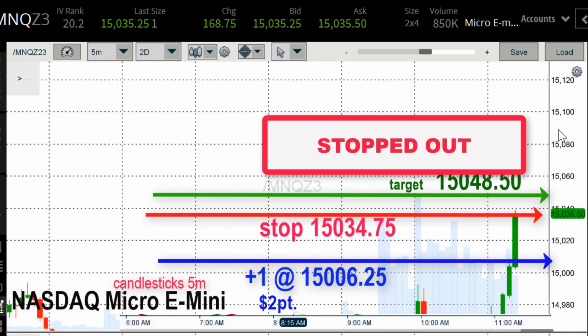I just moved the stop up yet again because I was trading near 15,040, so I moved the stop up to 15,034 3/4, and it backtracked on me, and I got stopped out. And that's a good thing because now the money is in my account already. I'm going to zoom in right here.